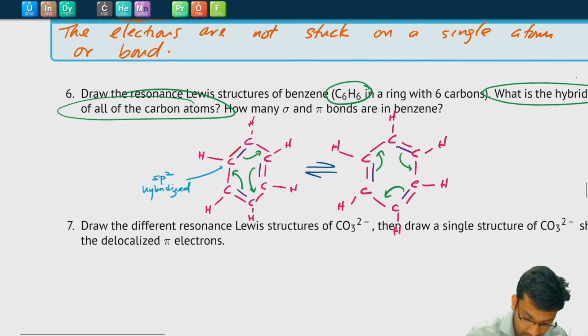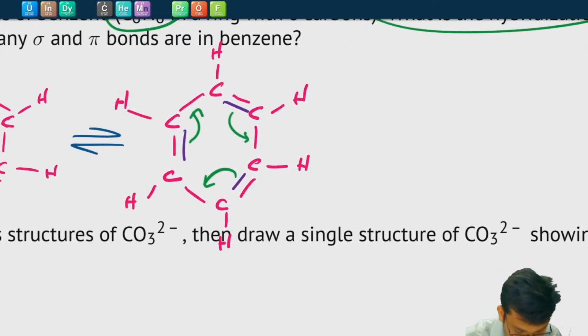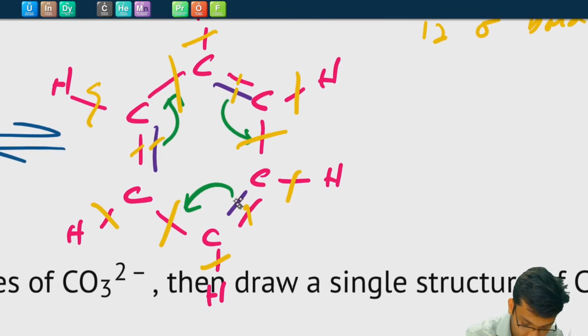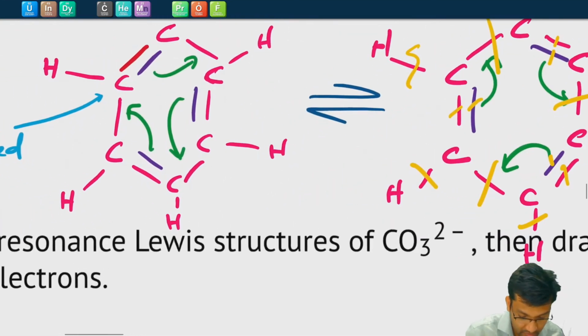Okay, how many sigma and pi bonds are in this structure? Well, let's count all of the single bonds. 1, 2, 3. Well, let me use yellow. 1, 2, 3, 4, 5, 6, 7, 8, 9 single bonds, and then the first bond in a double bond is also a sigma bond. So 9, 10, 11, 12. So 12 sigma bonds. What about the pi bonds? 1, 2, 3. 3 pi bonds. If you do the same with the structure over here, well, we should find the same thing. 12 sigma bonds, 3 pi bonds.